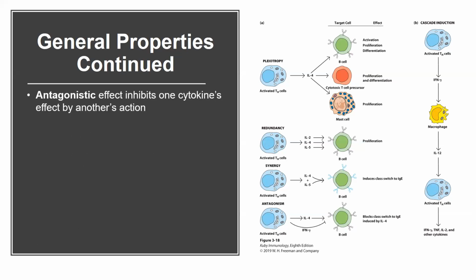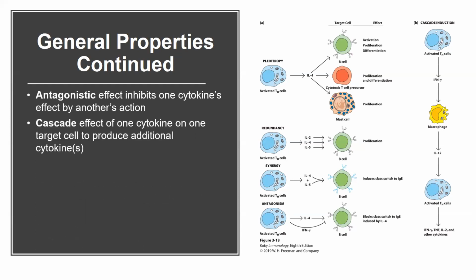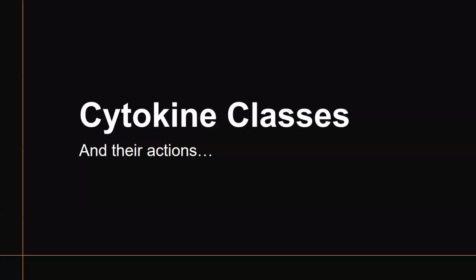You can also have antagonistic effects where one cytokine's effect inhibits the other. You can see this with pro-inflammatory and anti-inflammatory cytokines, where they can essentially block each other's activity. Or a cascade effect, where one cytokine on one target cell causes that cell to produce an additional cytokine, almost like a domino effect. We're going to go through classes next.